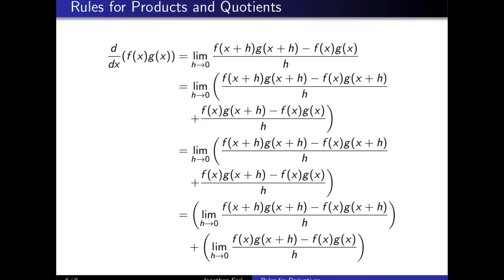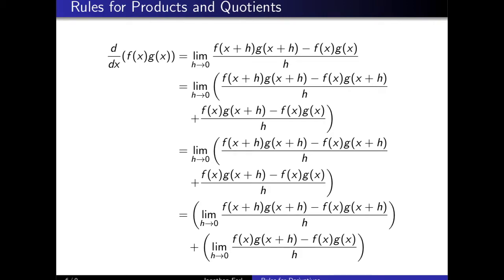Okay, so if we want to find the derivative of f times g, so far the only thing we can do is use our limit definition for a derivative, so we'll go and do that. So we'll start off by finding the limit as h goes to 0 of f of x plus h times g of x plus h minus f of x times g of x, and it's all divided by h.